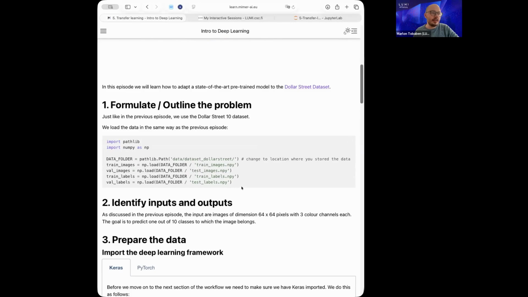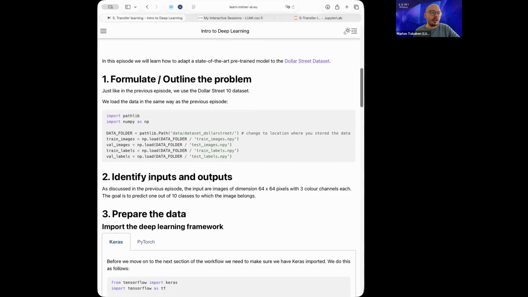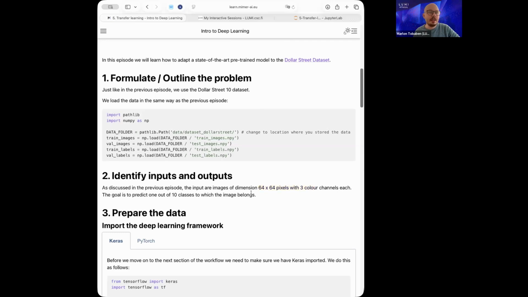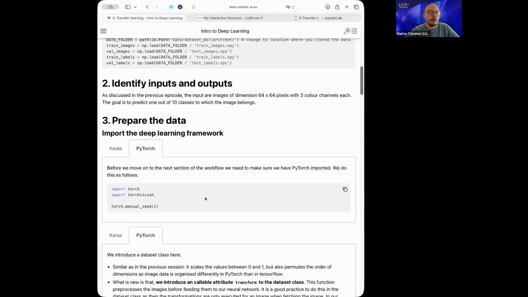So the data here is the same as before. We are not changing that. We have looked quite extensively at this data, so it's still 64 by 64 images and three color channels, and we will now move on.